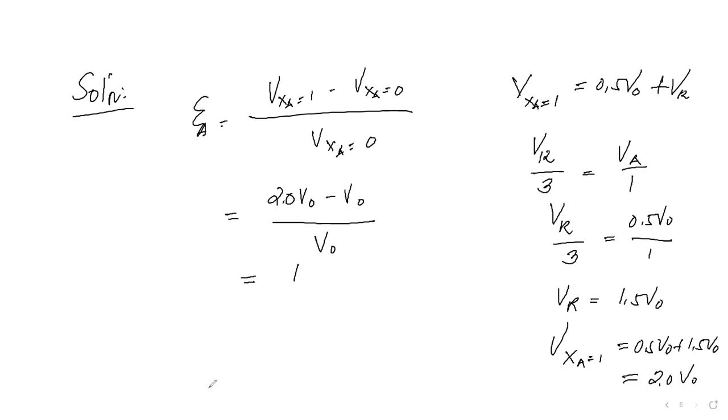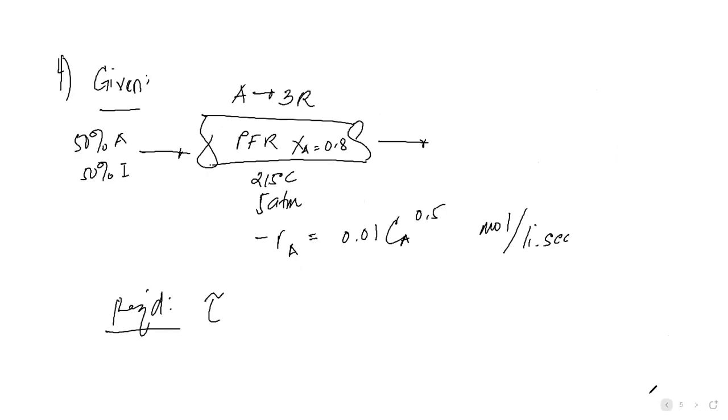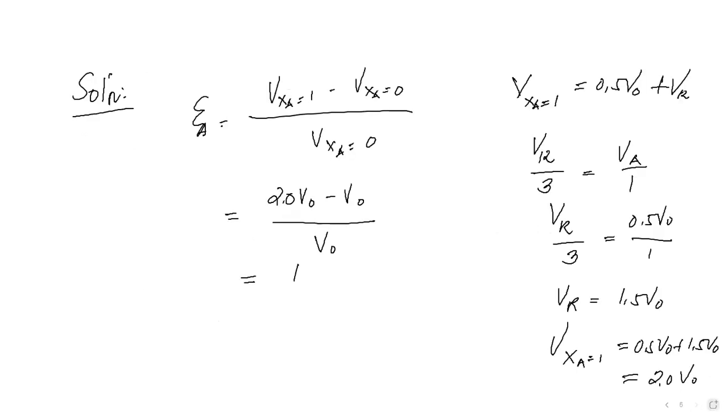Now, since you already know the epsilon A, I'd like to go back to our given, so you'd have a sense of direction. What would be the next step that you're going to do? This is your given information, and this is required. We already determined the epsilon A. What do you think would be the next step? What do we do?